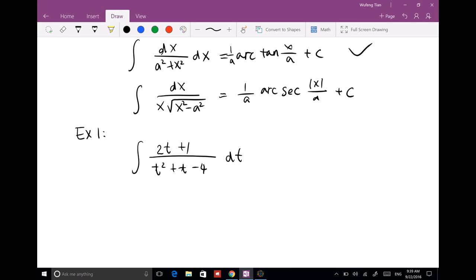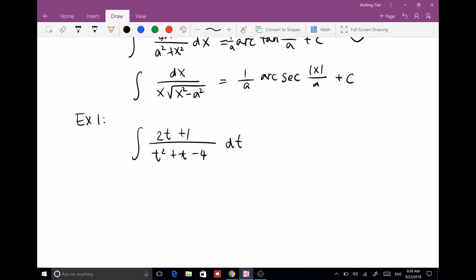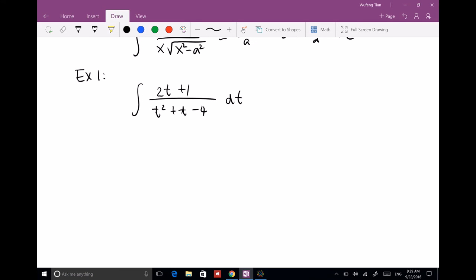Exactly, very good. We can do u substitution. Very good. Thank you, Nancy. So we can do the u substitution here. If we let the whole thing, the denominator... Why is that? Because you see the derivative of t squared is 2t. Derivative of t is 1.